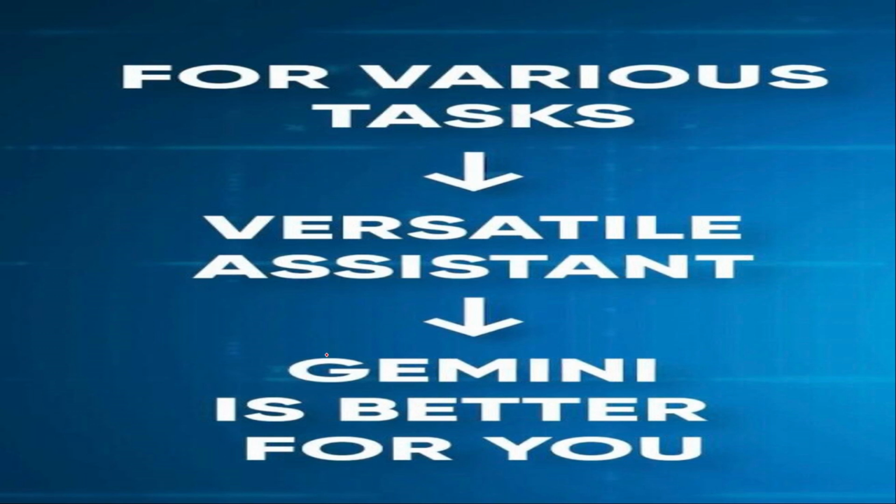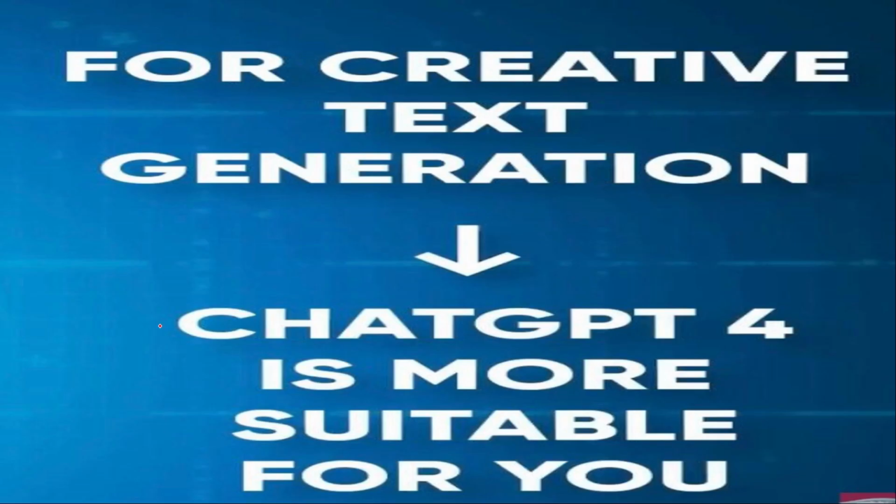I would say for various tasks like image, videos, code generation, running the code, anything, you can use the versatile assistant known as Gemini. But for creative text generation, I would prefer you use ChatGPT 4, and for various tasks, you can use Gemini.